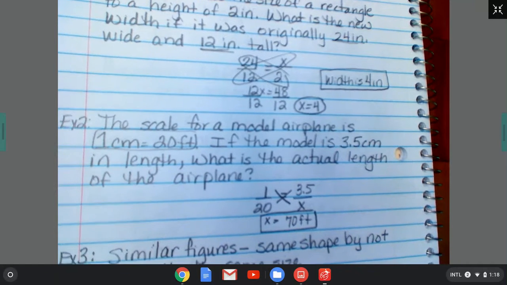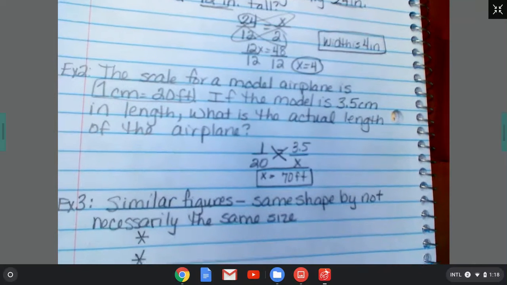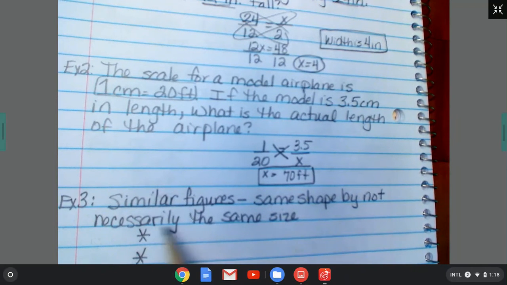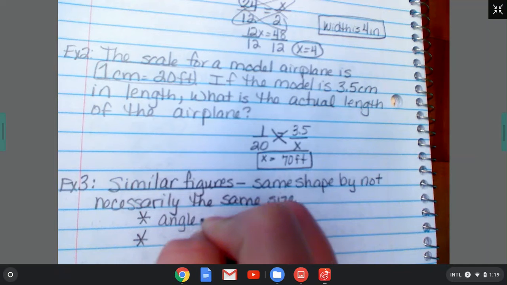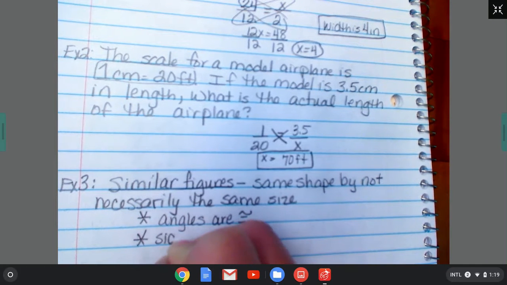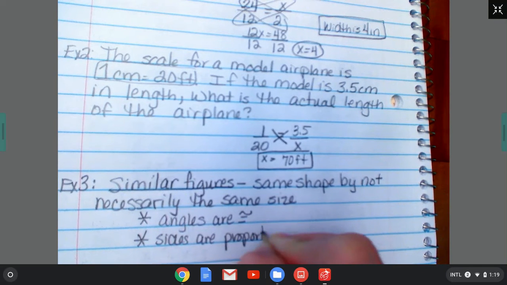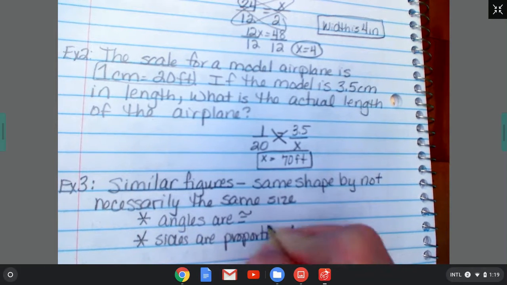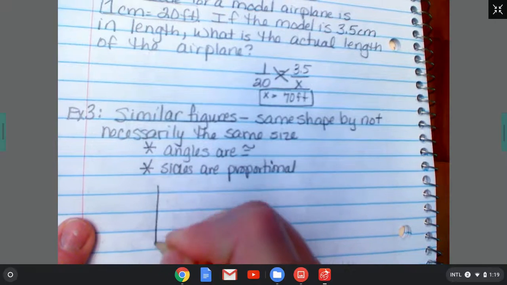The next part of this deals with similar figures. This is how it relates more or less to geometry. Similar figures have the same shape but not necessarily the same size. They do have 2 properties to be similar. Their angles are congruent and their sides are proportional. You want to remember that because it's always a test question. The 2 properties.